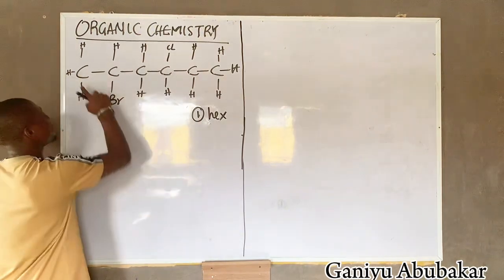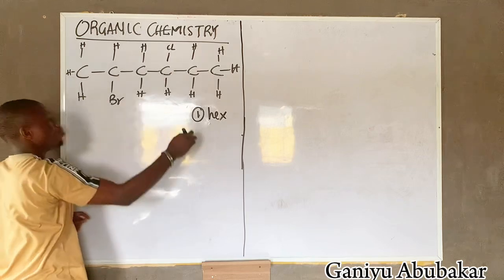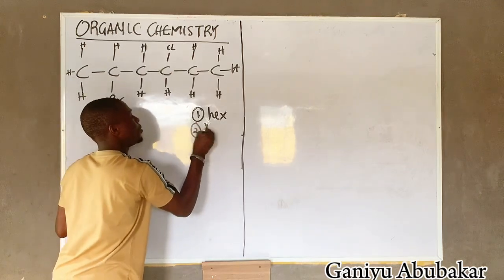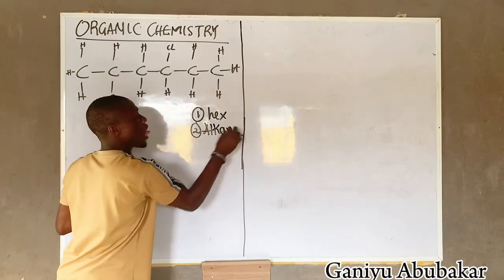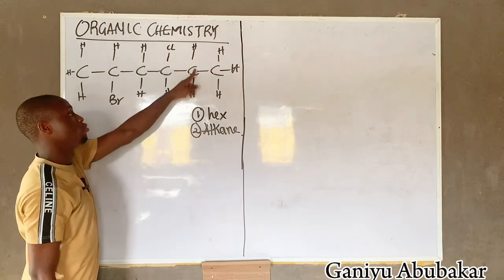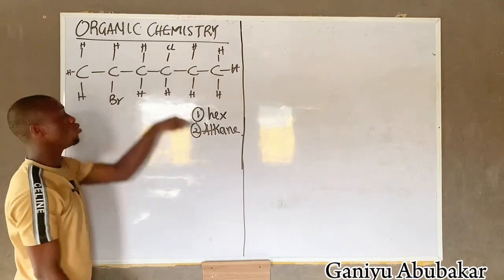Rule 2, this is a functional group. It's a single bond all through. Becomes what? An alkane. Why an alkane? Because this structure is of single bonds.